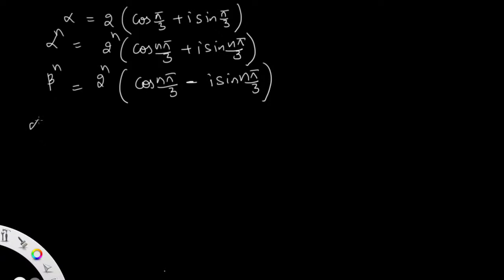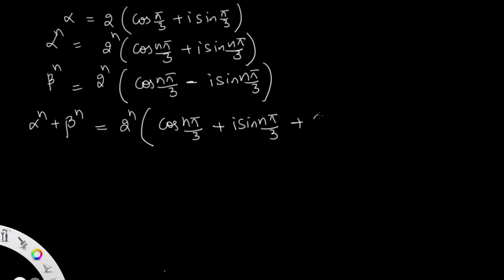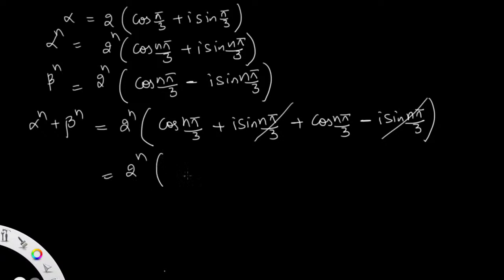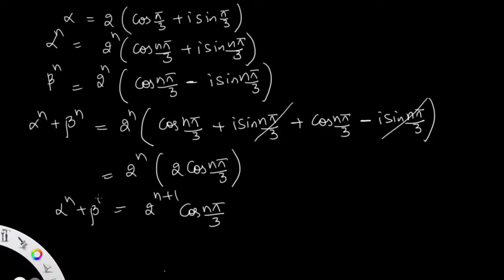In the question, alpha to the power of n plus beta to the power of n: in both terms 2 power n is common, so write cos n pi by 3 plus i sin n pi by 3 plus cos n pi by 3 minus i sin n pi by 3. The sin terms will be cancelled, then you get 2 to the power of n into 2 cos n pi by 3. The bases are equal, so the powers are added, giving 2 to the power of n plus 1 into cos n pi by 3. This is the value for alpha to the power of n plus beta to the power of n.